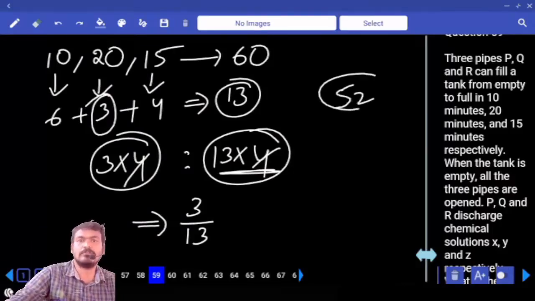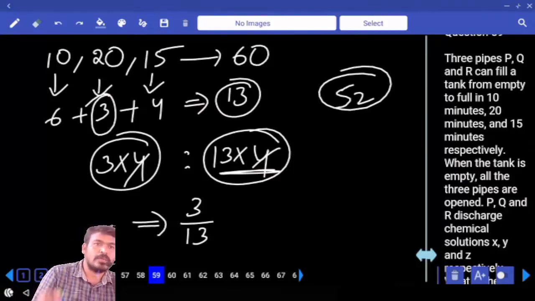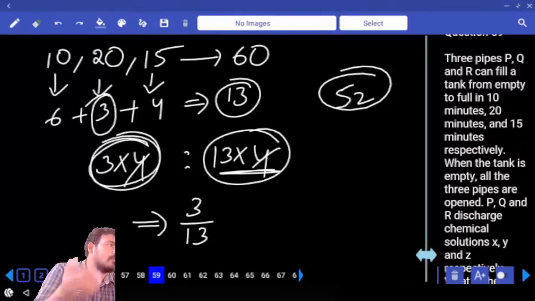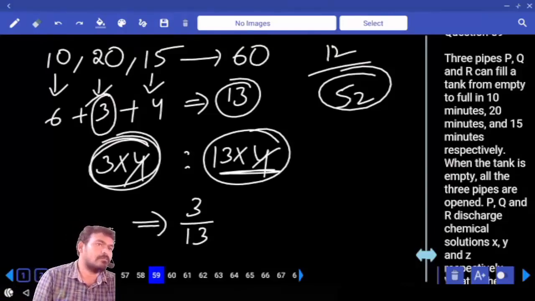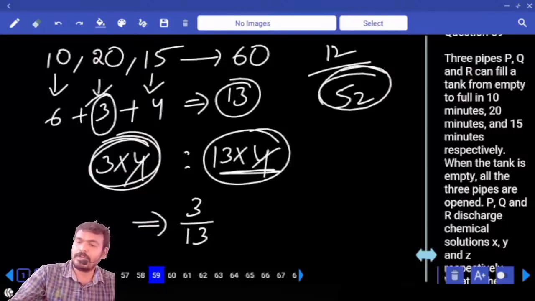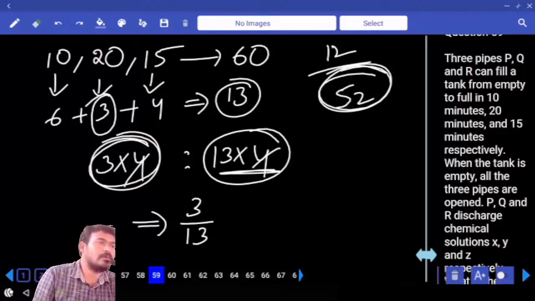52 liters or not? 52 liters. In that Y solution is how many liters? 12 liters or not? Out of 52, Y solution we required. Then we write 12 by 52 or not? Okay. After 4 minutes, what is the total solution filled? 52 liters. In that, which one we required?